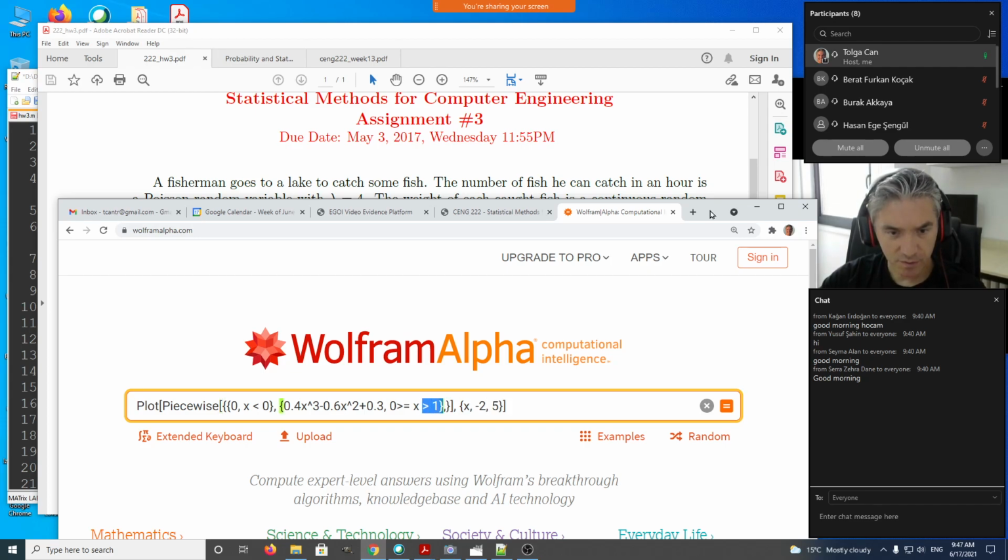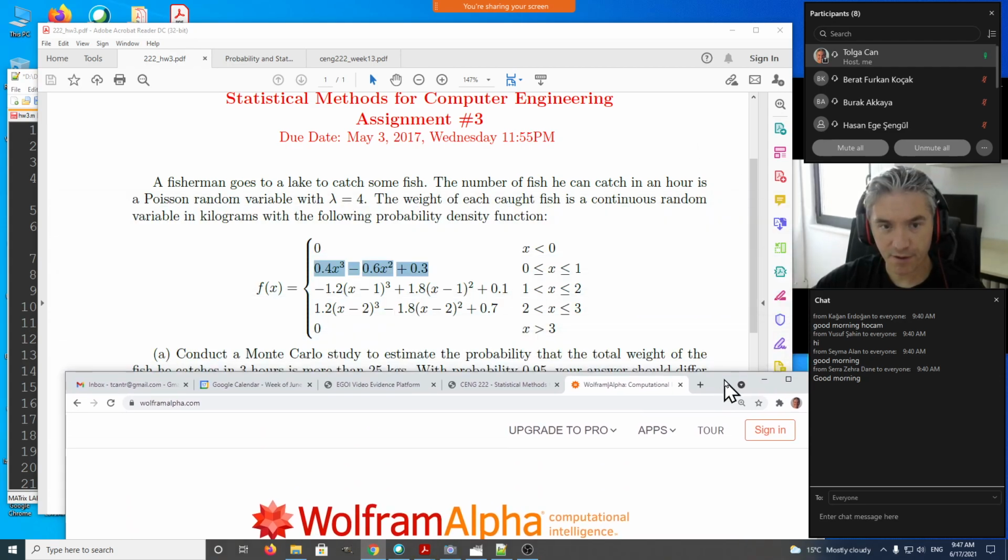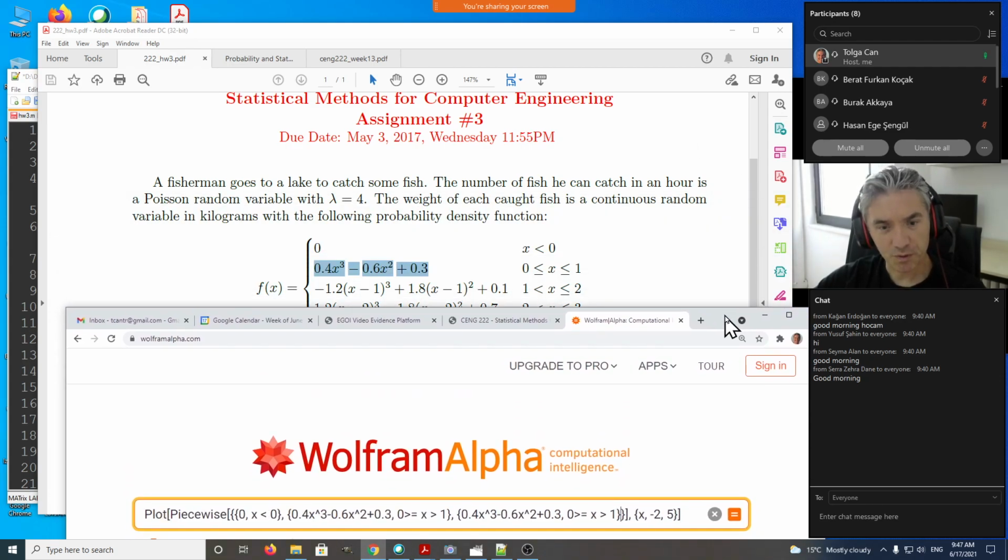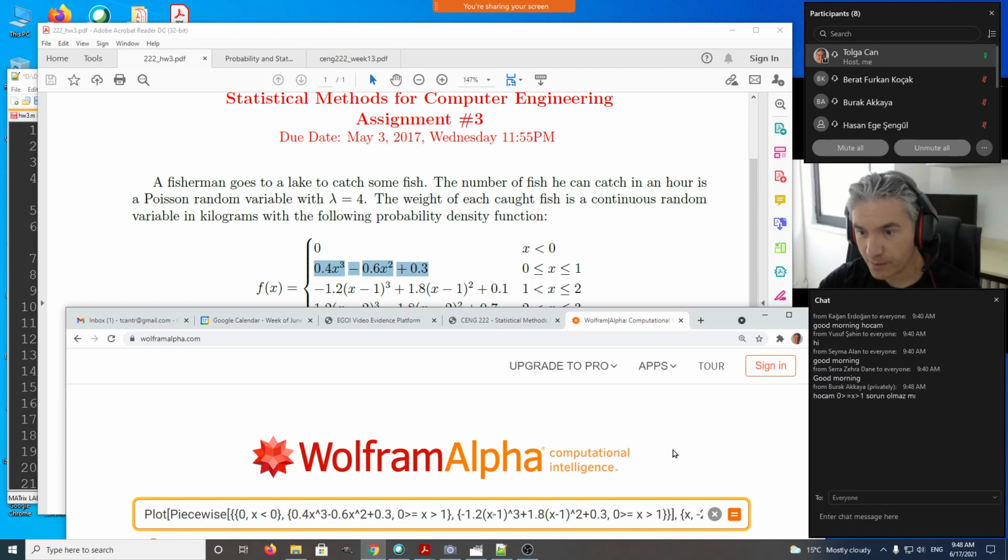Now I'm going to just copy this one. Here, I get all the parentheses matching, and the third piece: minus 1.2 times (x minus 1) cubed plus 1.8 times (x minus 1) squared. By the way, if you notice any typos here, it's going to be a problem. It has to be like this.